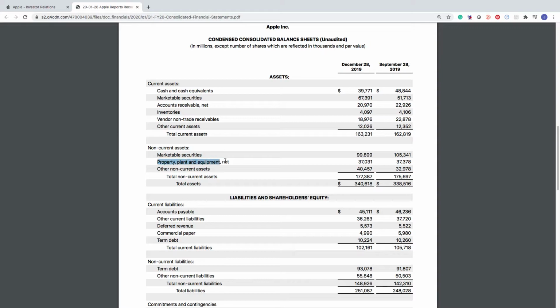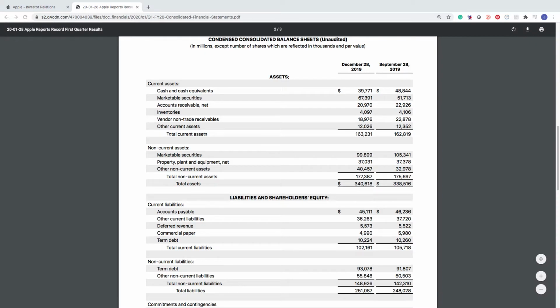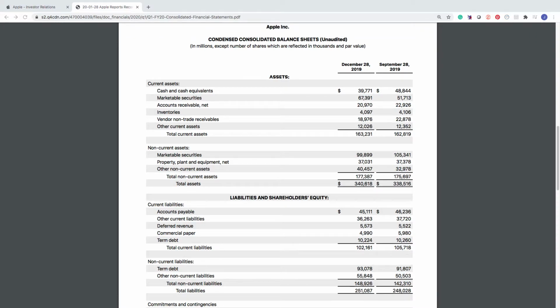The next item here is plant, property, and equipment, which is a very, very important item. And this is one of those items which you'll see in every single financial statement. Now, what are plant, property, and equipment? Plant, property, and equipment is the value of all the factories, all the warehouses, all the property that Apple owns.